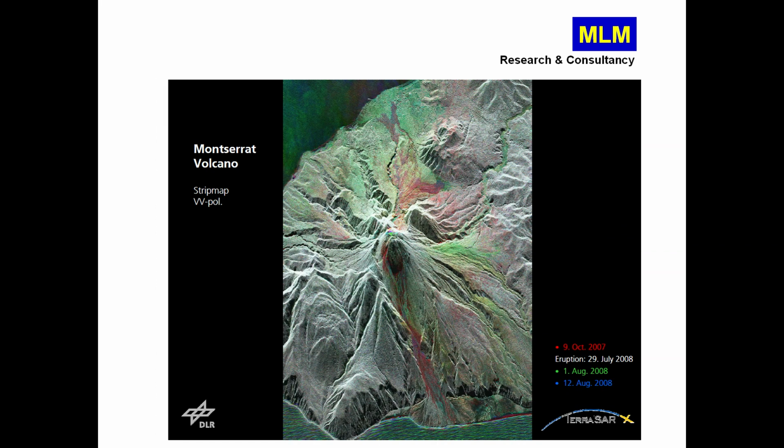Here's an interesting one. This is Montserrat volcano. 9th of October, pictures taken, which is red. Eruption 29th of July, 1st of August, a few days later, there's the green, and again the 12th of August, another picture on another pass. And what you can see with the green, you can see the effect of the eruption.